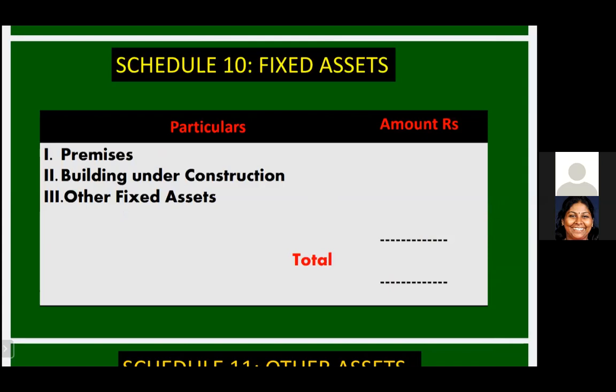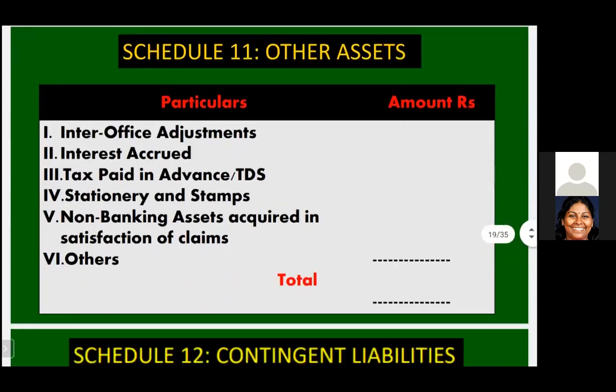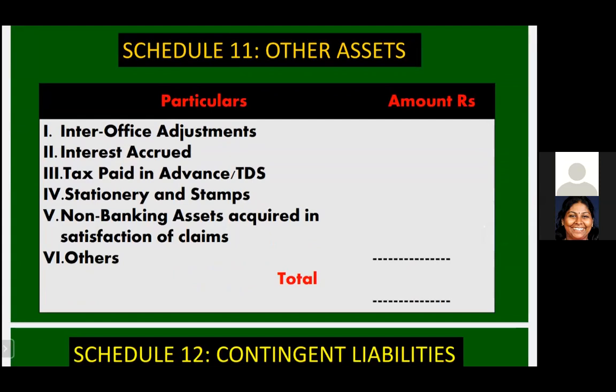Next, we'll move on to schedule number 11, other assets. Under other assets, we need to show any branch adjustment, that is interest adjustments, interest accrued, tax paid in advance, stationery and stamps, non-banking assets acquired in satisfaction of claims. These items will come and occupy schedule number 11, other assets.